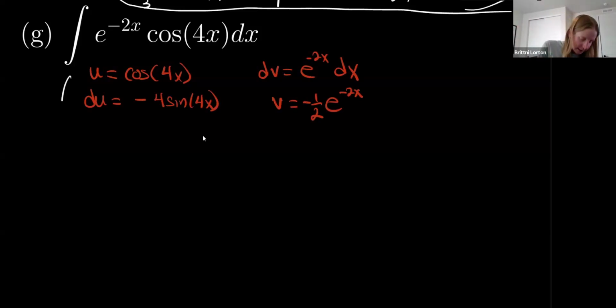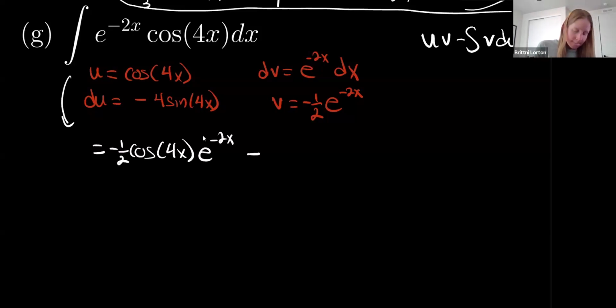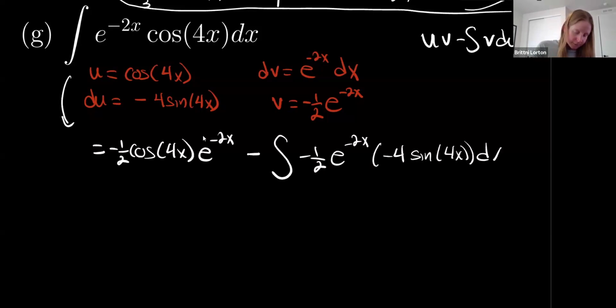Okay, so then this guy is going to become equal to, I have a uv, maybe I should write it down one more time, uv minus the integral of v times du. You have to have that memorized, uv minus the integral of v times du. All right, so then I'm going to have my u, which was cosine of 4x, times negative 1/2 e to the negative 2x, minus the integral of negative 1/2 e to the negative 2x, times negative 4 sine of 4x dx. It looks like I forgot my differential earlier, so I'll add that in.